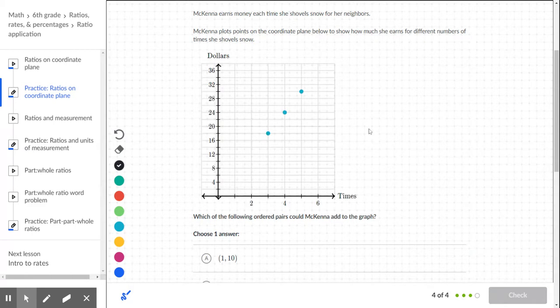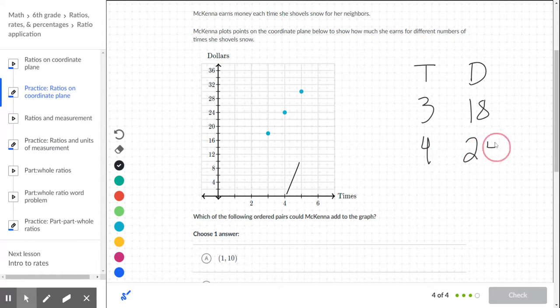Last one. McKenna is earning some money each time she shovels snow for her neighbors. She plots some points on the coordinate plane to show how much she earns from the different number of times she shovels the snow. So let's figure this out. I'm going to compare the times that she shovels with the dollars that she makes. When she shovels 3 times, she made 18 bucks. 3 times, $18. When she shoveled 4 times, she made 24. So 4 and 24. When she shoveled 5 times, it looks like she was at 30. So 5 times made her $30.